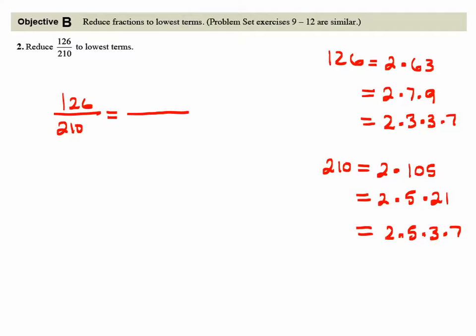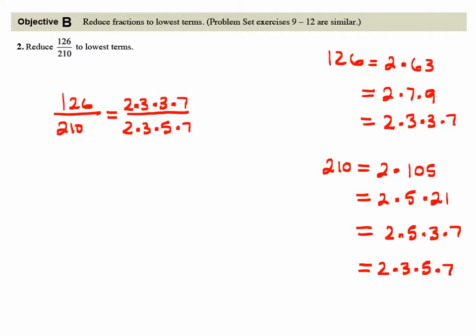Cool. Okay, so then what I'm going to do, I'm going to write each of those factors in order, if I need to, or in order sort of helps here. So 2, 3, 3, 7 goes on top. 2, 3, 5, 7 goes on the bottom. Now I can cancel off anything that really makes a 1, right? Because 2 divided by 2 is technically a 1.